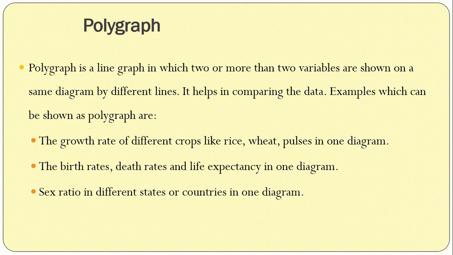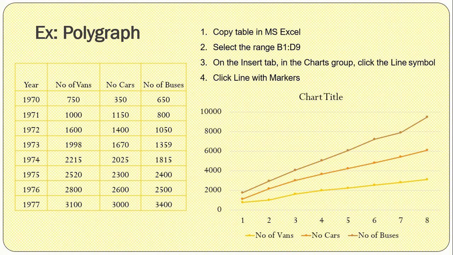Here I have expanded the above example with more types of vehicles, such as cars and buses. Using the same steps in Excel given above, line charts can be drawn as given here, which show a better comparison among the vehicles in each year and the trend of the vehicle variation from 1970 to 1977.